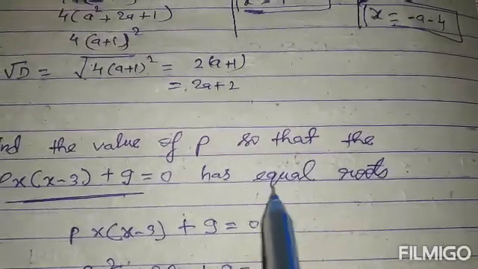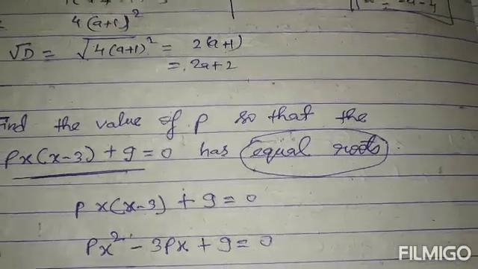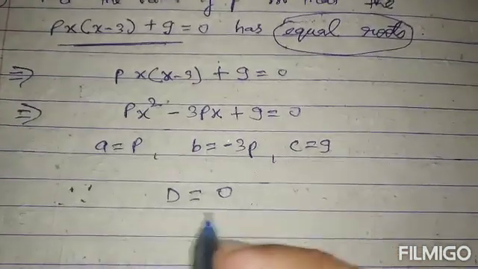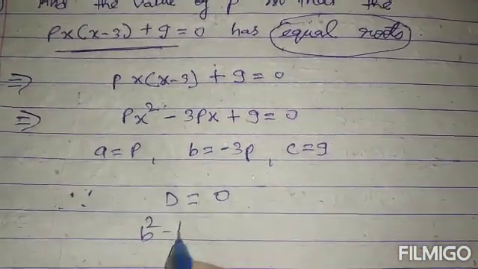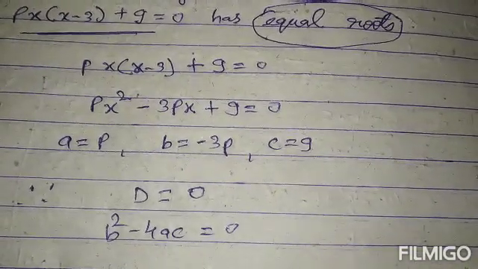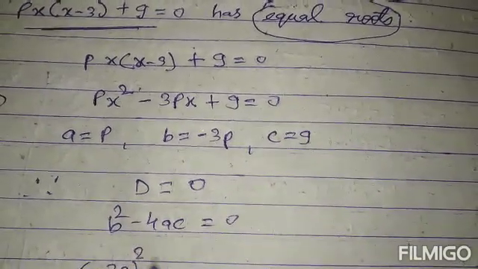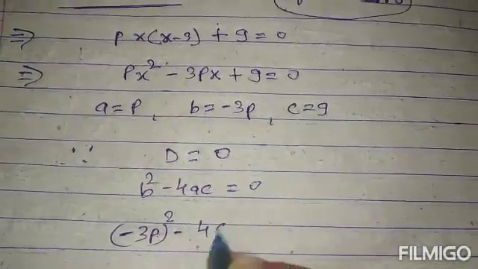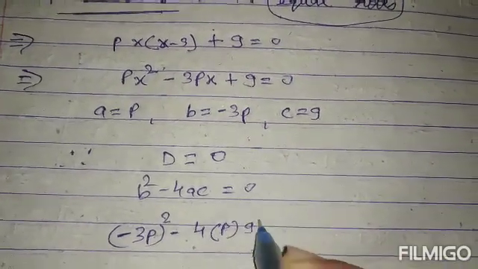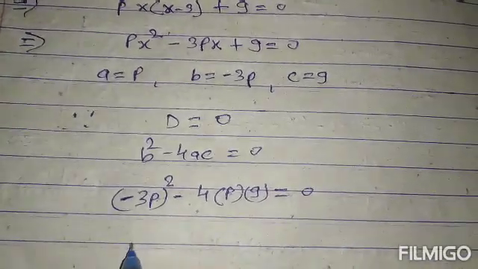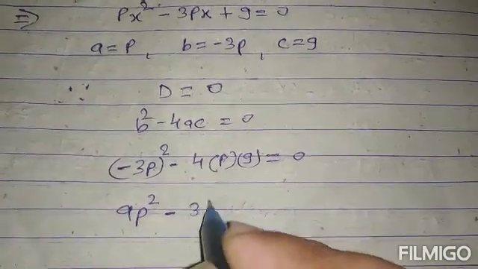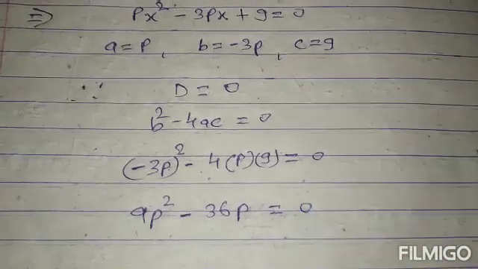Now it is given in the question that they have equal roots. Equal roots means we can write d equals 0, that means b square minus 4ac equals 0, right? Therefore, we can write minus 3p whole square minus 4 into a, which is here p, and c, which is here 9, equals 0. 3 threes are 9, p square, minus 9 fours are 36p equals 0.